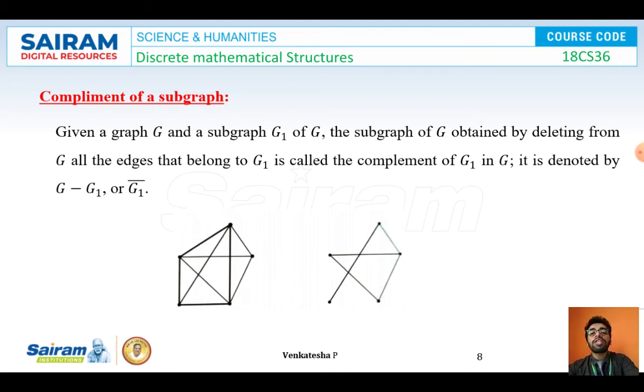So the complement of the subgraph is denoted with the notation G minus G1. So we are deleting the edges which are common in both G and G1, and we will be getting the G1 complement. So this is an example for a complement of a subgraph. This graph is obtained after deleting the edges which are common from the main graph.